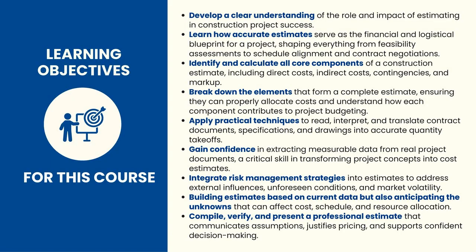We're going to identify and calculate all core components of a construction estimate, including direct costs, indirect costs, contingencies, and markups. We're going to break down the elements that form a complete estimate, ensuring they can properly allocate costs and understand how each component contributes to project budgeting.